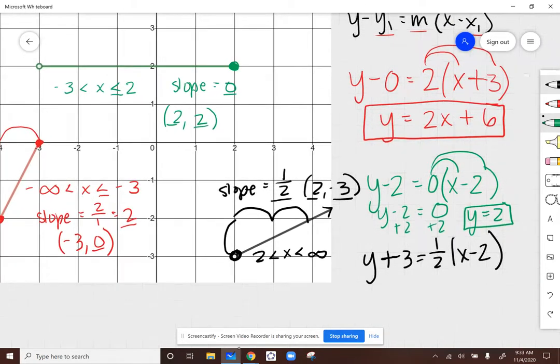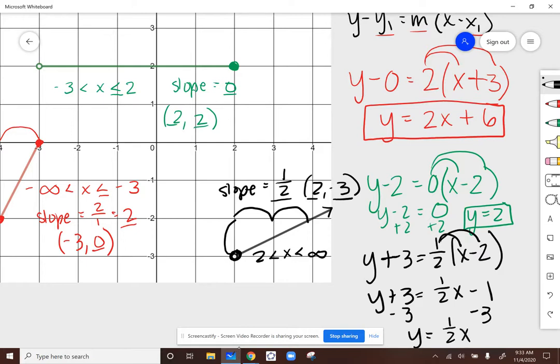And last we have our black one. 1/2 times x minus 2. 1/2 times x makes 1/2 x. And then 1/2 times -2 is just a fancy way of saying what's half of 2, which we know is 1. We still need to get the y by itself, so the inverse of adding 3 is subtracting. And we end up with y equals 1/2 x minus 4.